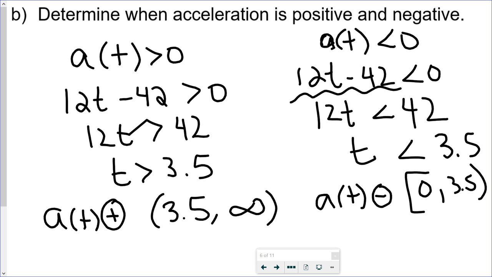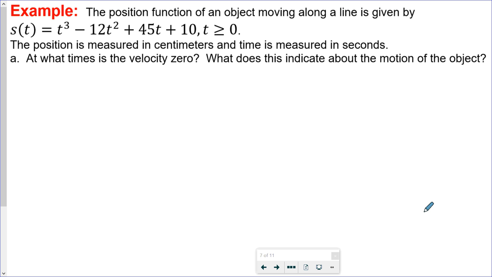Okay, now that we've done a couple practices of doing acceleration and when is it positive, when is it negative, I want to look at our last example where we're going to look at speeding up and slowing down. So in this question here, we have our position function. The position is measured in centimeters, time is measured in seconds. So I want to know at what time or times is the velocity equal to 0? And what does this indicate about the motion of the object?